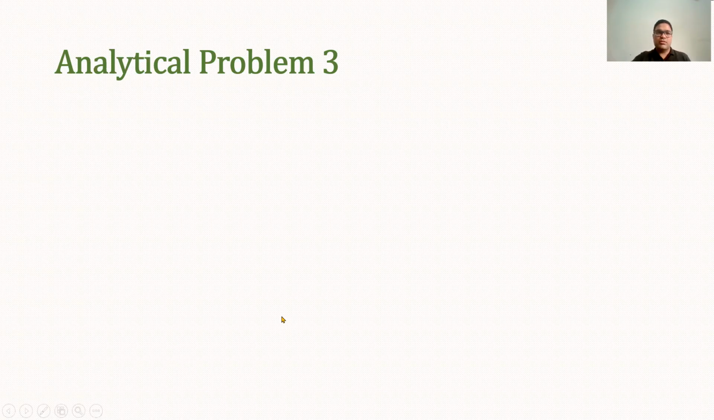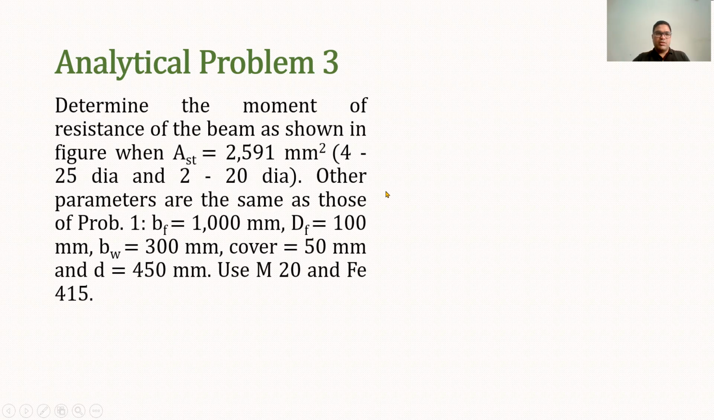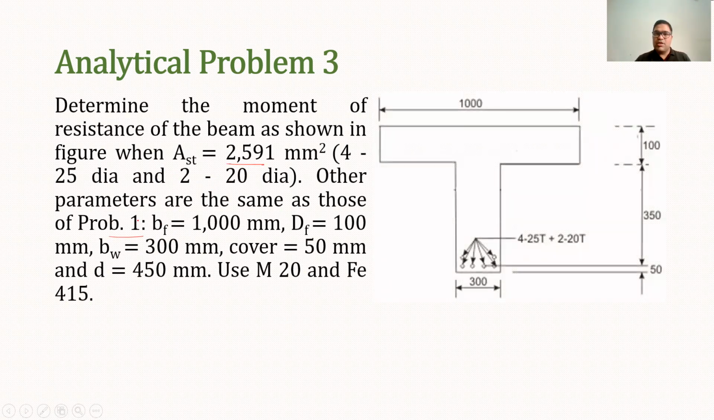Hello, welcome back. So in this part, we will solve another problem. Here again, the data is given. So AST is given and all the data regarding the dimension of the beam is the same as we have taken in problem 1. So here you can see the diagram is the same. The only thing that is changed is AST, the area of steel.